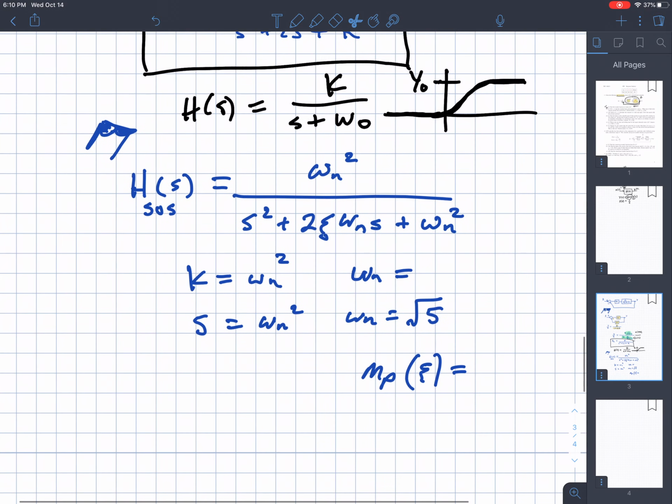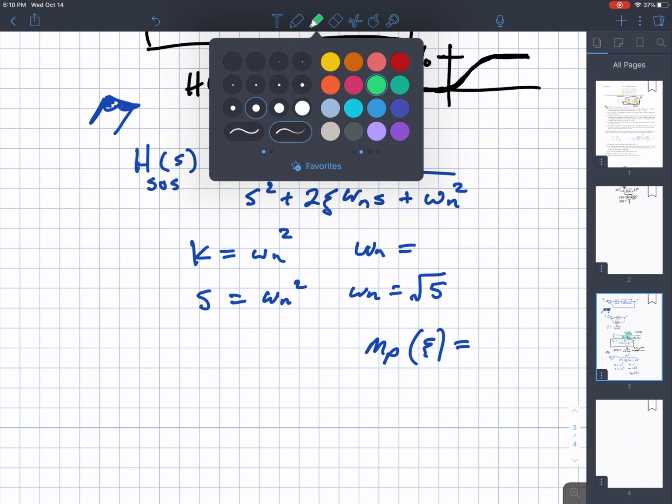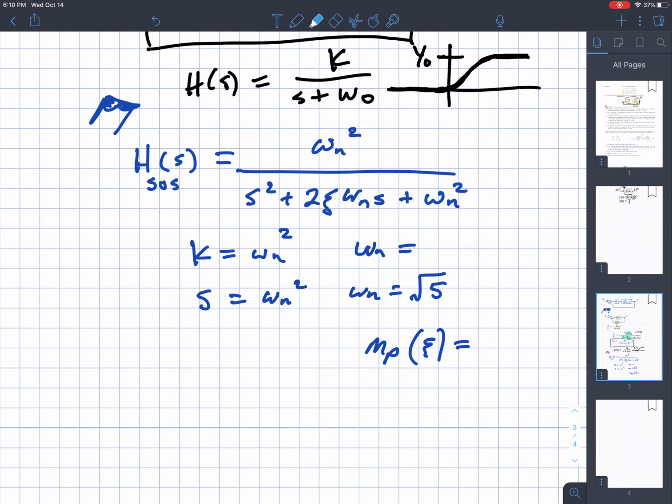Experience tells us that if we can use a second order model, that gives us a lot more flexibility in shaping the output response of a control system. So the next thing I want you to realize and memorize is that a second order system, H SOS, has this form. It's got omega n squared on the top, S squared plus 2 zeta omega n S plus omega n squared on the bottom.